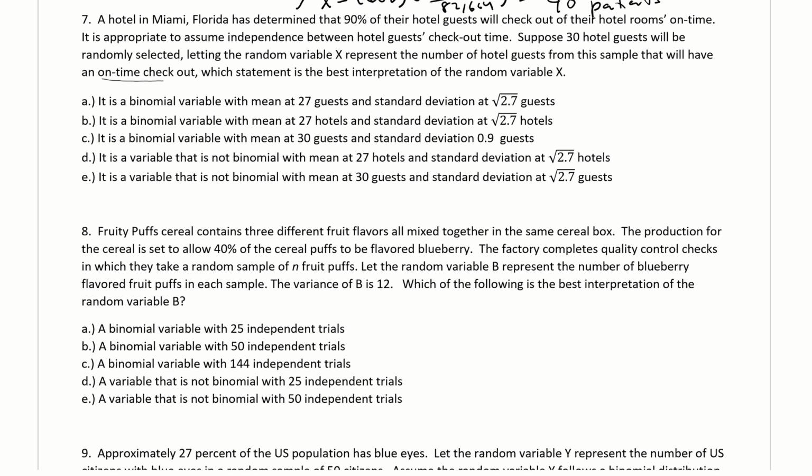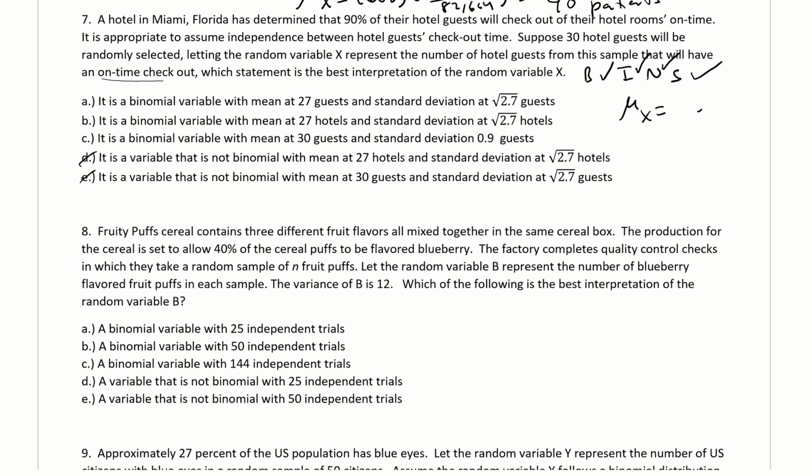Okay. All right, so first, does it satisfy BINS, right? B-I-N-S. Let's see if that's true. So yes, binary, whether they check out on time or not, right? And each person is independent. The number of trials is 30, randomly selected, so it's fixed. Success, probability of success remains the same. All right, so it's a binomial variable, so it can't be D or E. So either A through C. So let's calculate it. Mu x is n times p. So 0.90 is the probability of success times 30.